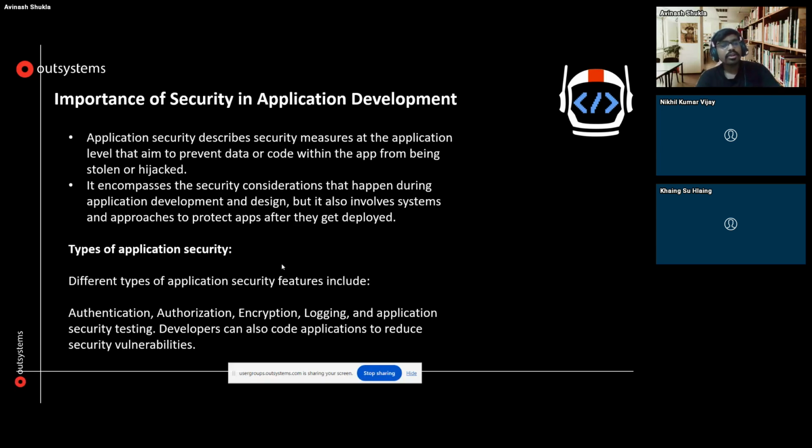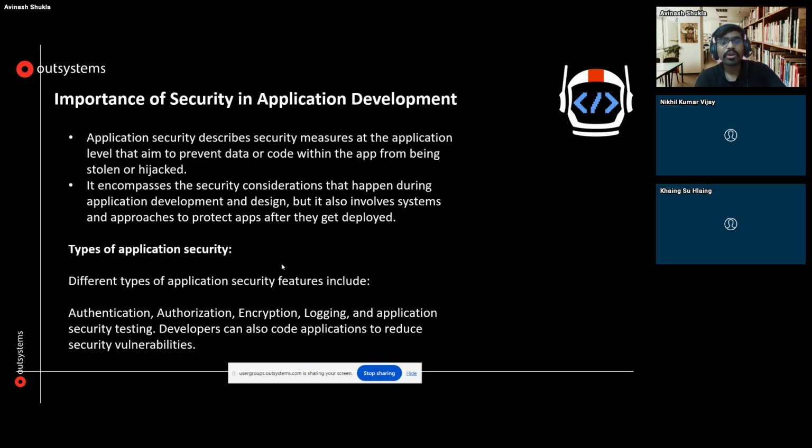So now, why is security important in application development? Application security describes security measures at the application level that aim to prevent data or code within the app from being stolen or hijacked. As I told, nowadays, in the era of the internet, everyone is running behind data, and data is the most crucial part of any organization or business. If someone hacks or steals our data, it can be a disaster for any organization. So security in any application development is very important.